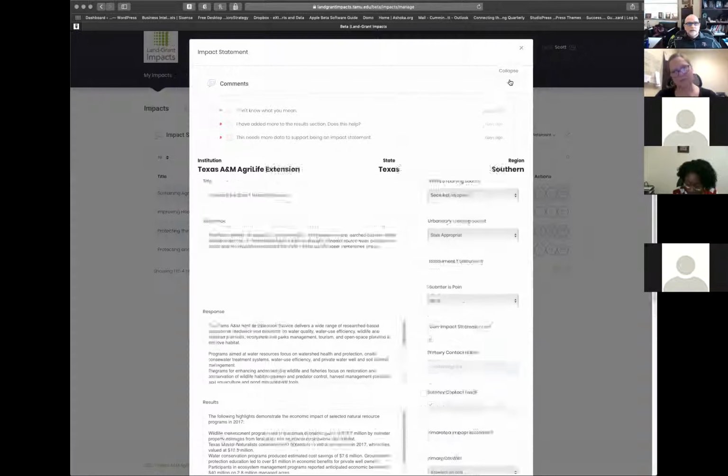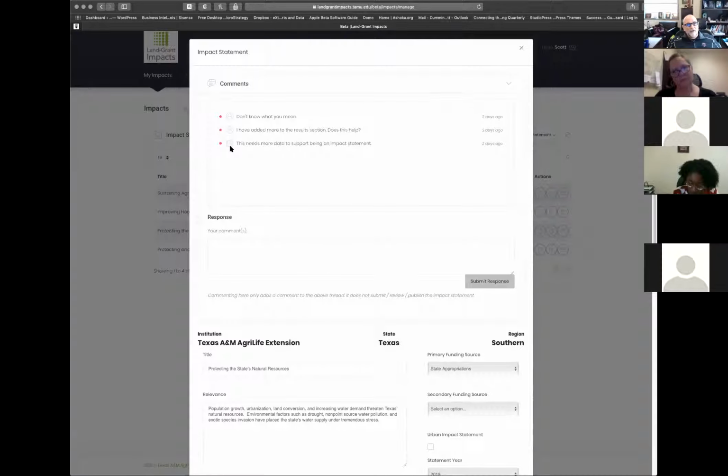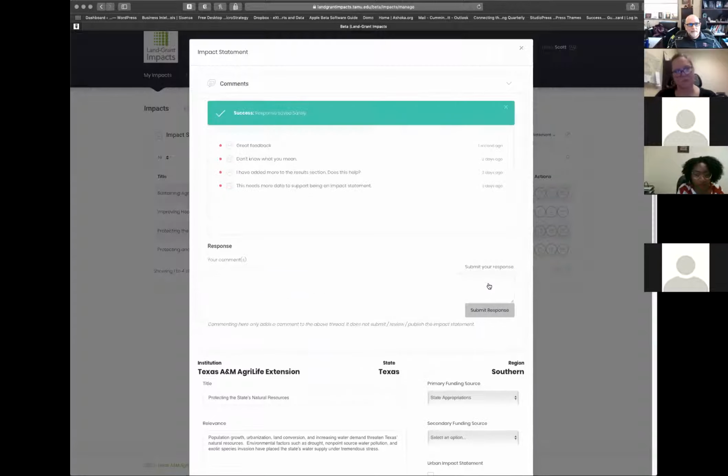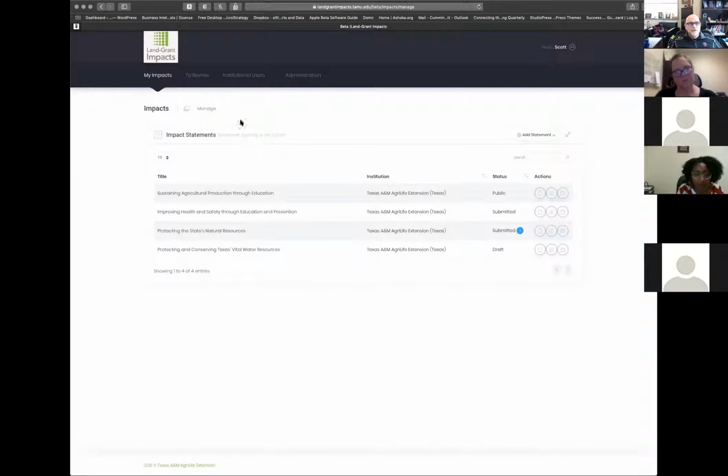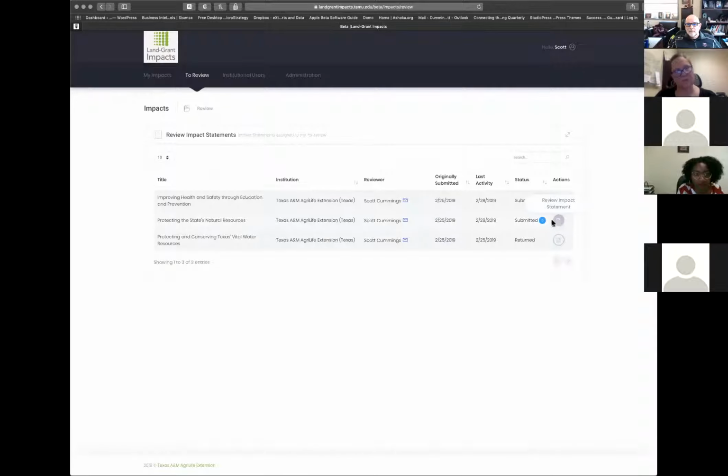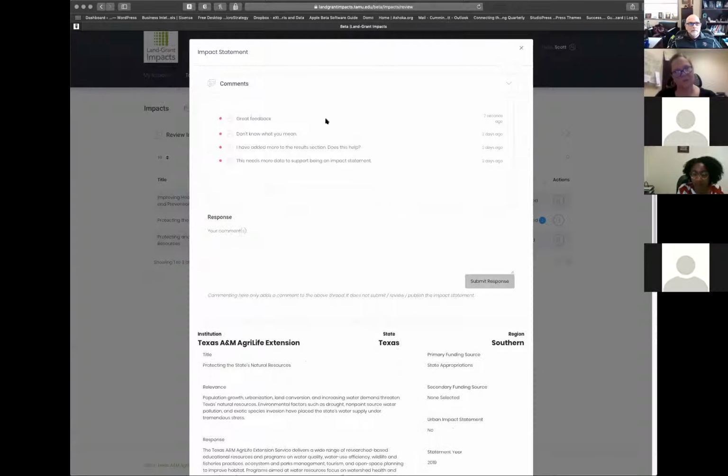And the same comments are here. And there's an icon here. The little notepad Post-it notes are the reviewer's comments, and the icon with the person in it are your comments. So if I type back, great, I don't need to be in all caps, great feedback, and I submit that and go back over to the reviewer, the reviewer has 7 seconds ago, great feedback.